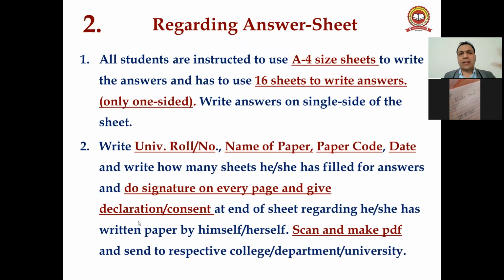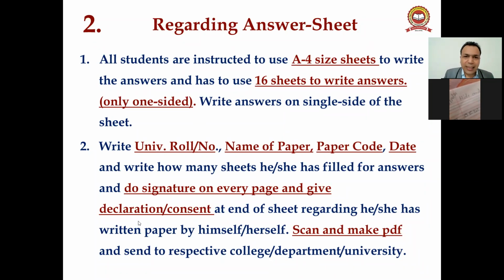In the next slide, we talk about the answer sheet. I have made the slide of the answer sheet. What happens, guys, is you have to write your answer on A4 size sheets, and the number of pages should be 16. What was it earlier? When you went for the exam, you had to fill 36 pages and the time allotted was 3 hours. But due to online, you have to write your answer only on 16 pages, and one-sided. Guys, one paper has two sides, right? Right and left. But on the 16 pages, you have to write on a single side.